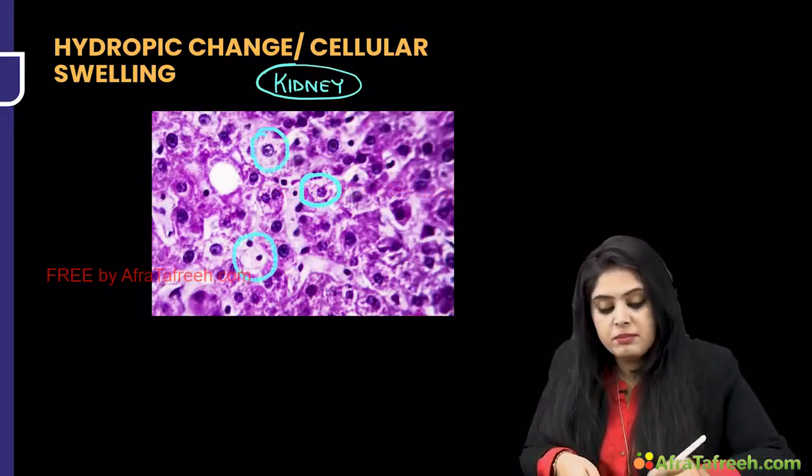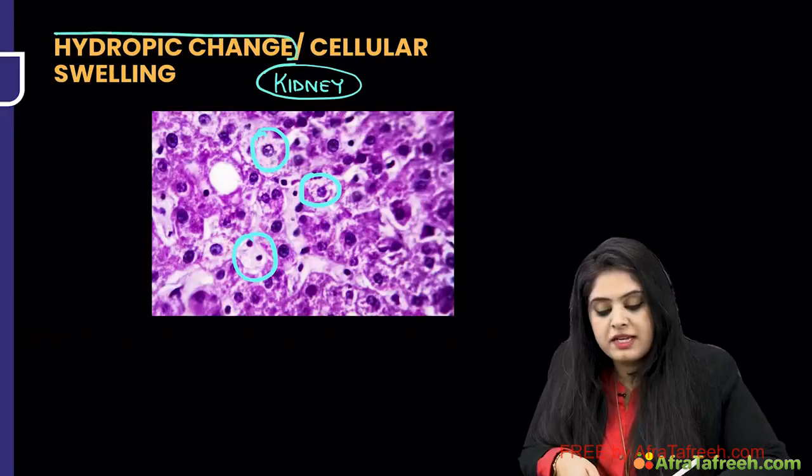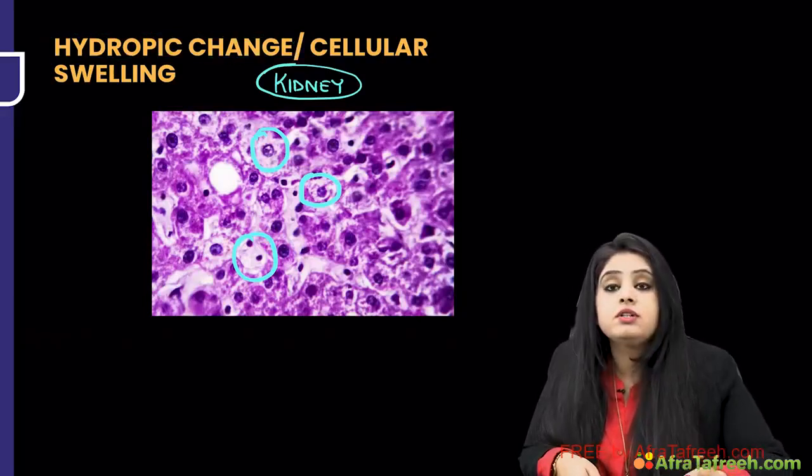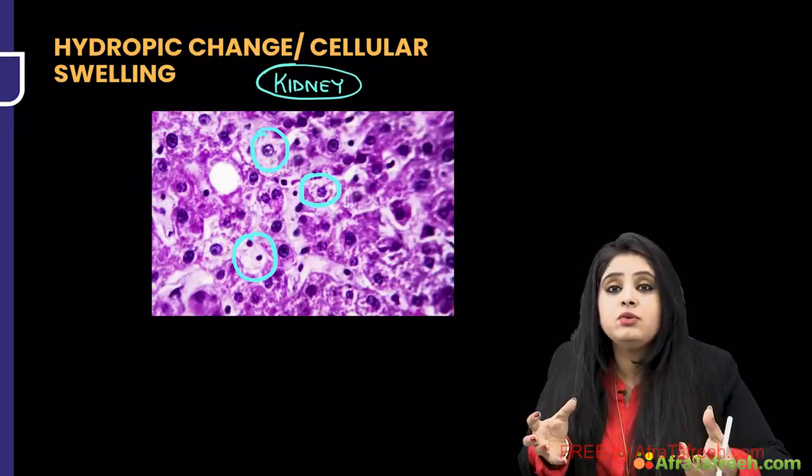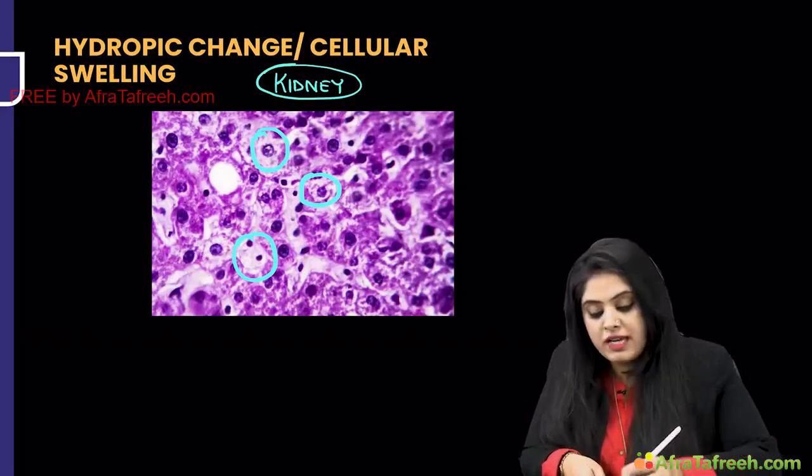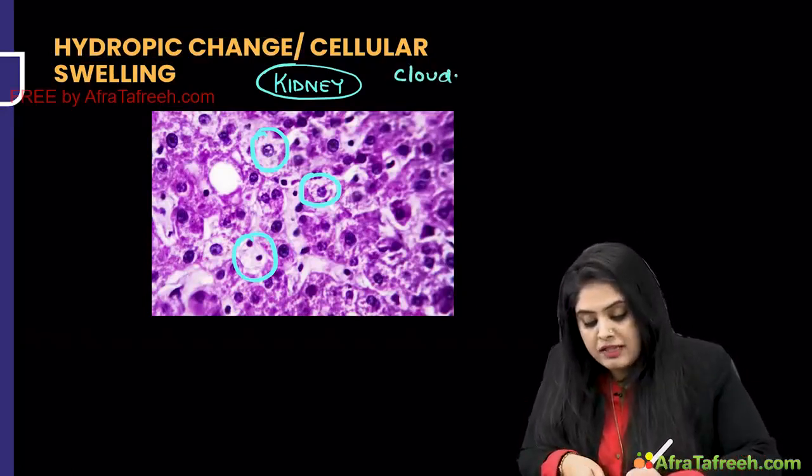Why are they looking white? Because somewhere water has entered them. This is water change, hydropic change, the water balloon change. That is why the cells are looking so white. And what was this known as? This was given a name called cloudy swelling in the kidney.